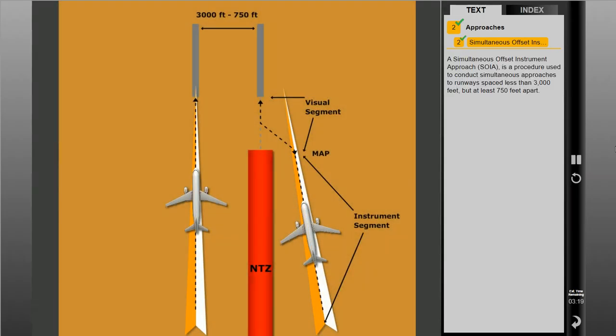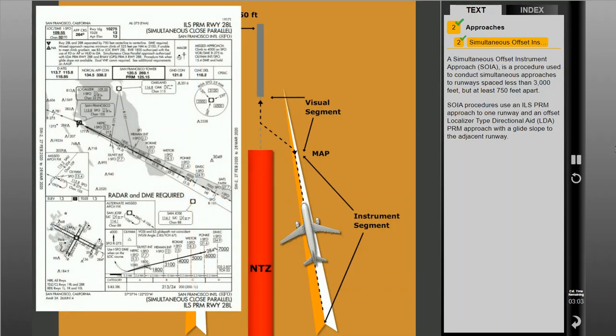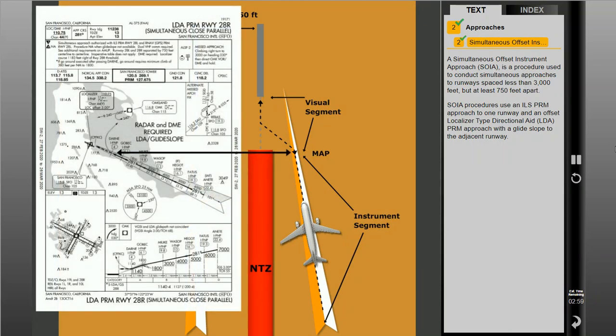A simultaneous offset instrument approach, or SOIA, is a procedure used to conduct simultaneous approaches to runways spaced less than 3,000 feet, but at least 750 feet apart. SOIA procedures use an ILS PRM approach to one runway and an offset localizer type directional aid, or LDA, PRM approach with a glide slope to the adjacent runway.